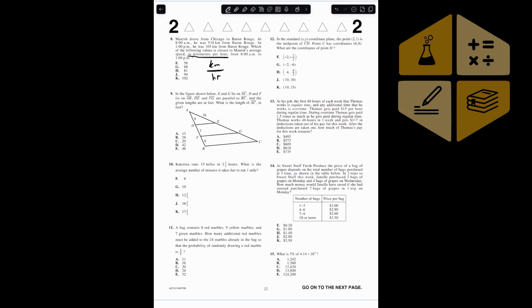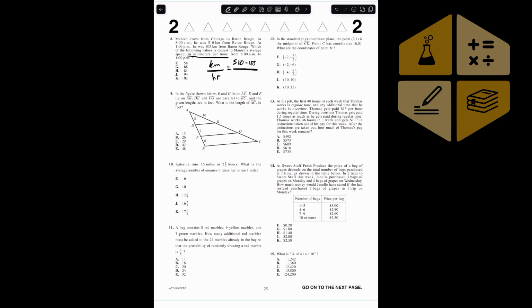So to figure out this answer, we have to figure out the total number of kilometers, put it in the numerator, figure out the total number of hours, put it in the denominator, and that's going to give us his speed in kilometers per hour. Okay, that's going to be our rate. So the total number of kilometers that he drives between 8 a.m. and 1 p.m. is 510, because that's how far he is away, minus 105, because that's how far he is away. And then in the denominator, we have the total number of hours. We just have to count those.